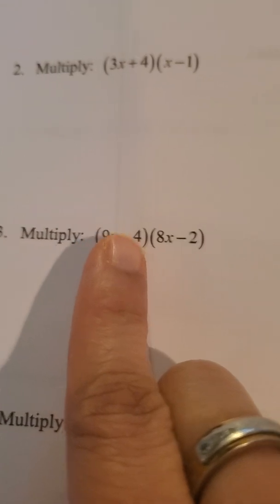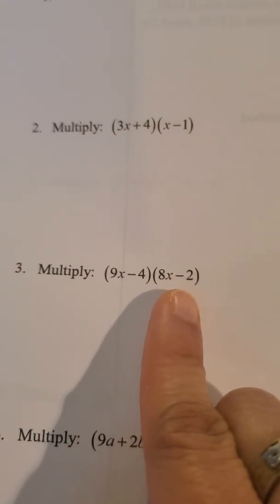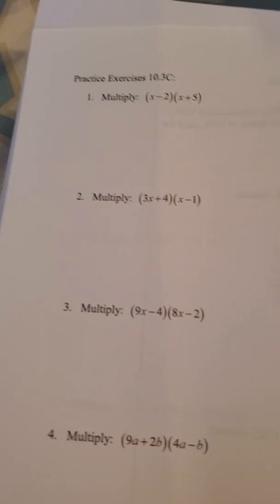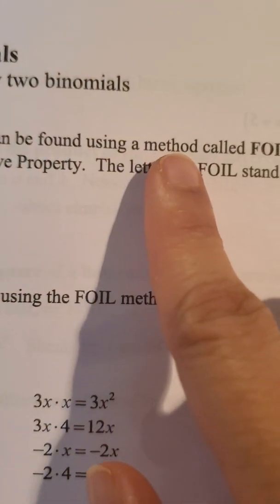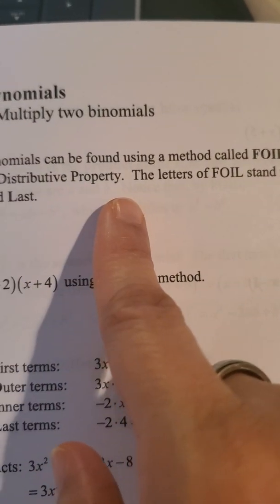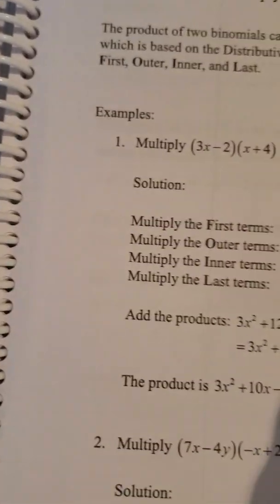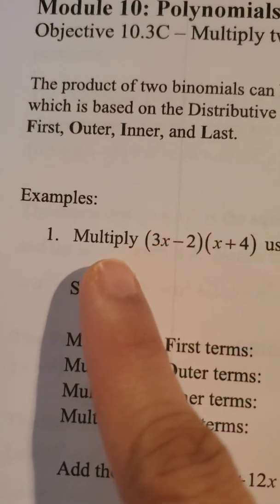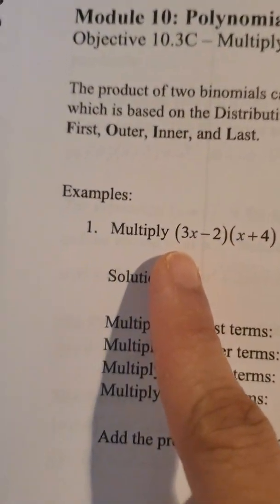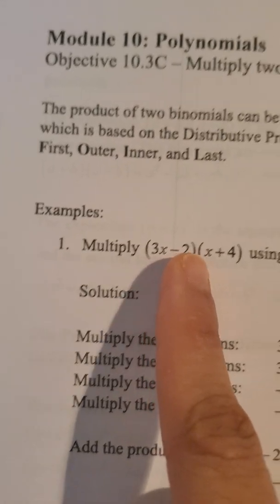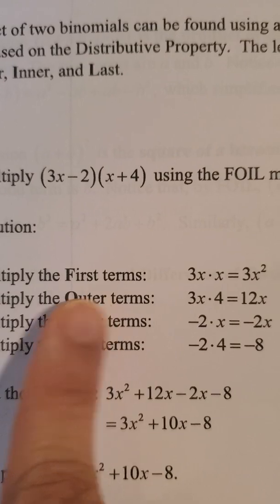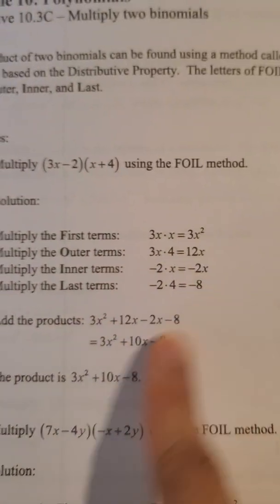Here is a binomial, two terms times another two terms, and they usually call it using the FOIL method. Here it is, multiplying two binomials. The product of two binomials can be found using the FOIL method. Scratch that. I'm not big on the FOIL method, but what the FOIL method is saying is you multiply the first term by the first, then the first by the second, then the second term by the first, and the second by the second. And they're all fancy, first term, outer term. Who wants to remember all of that?